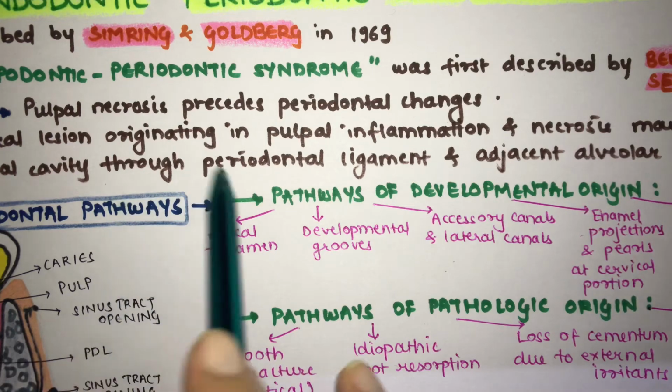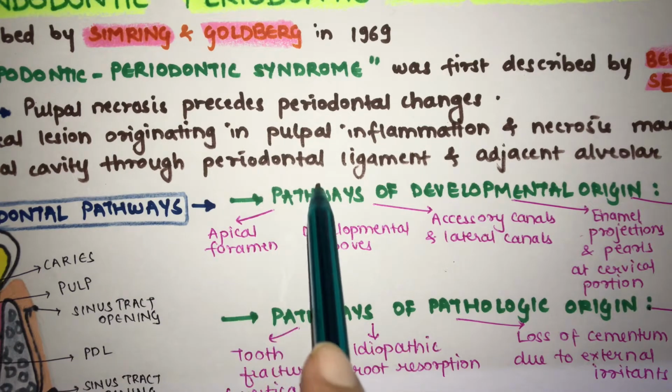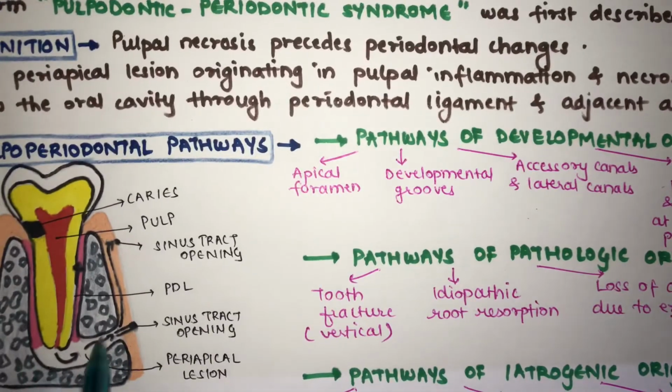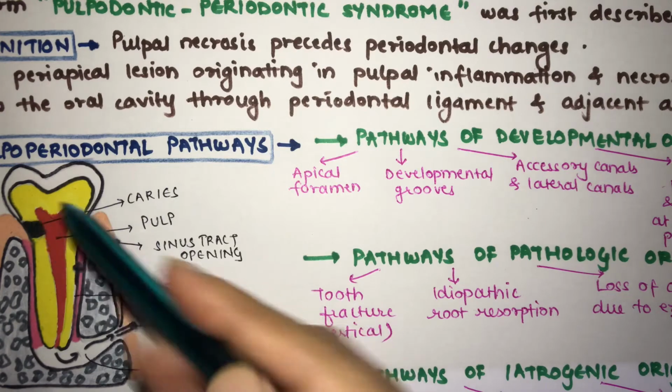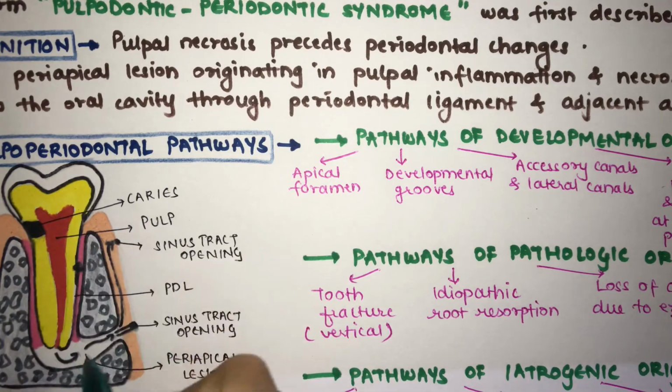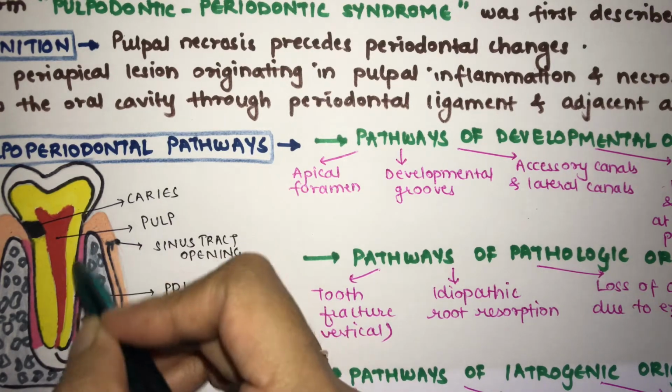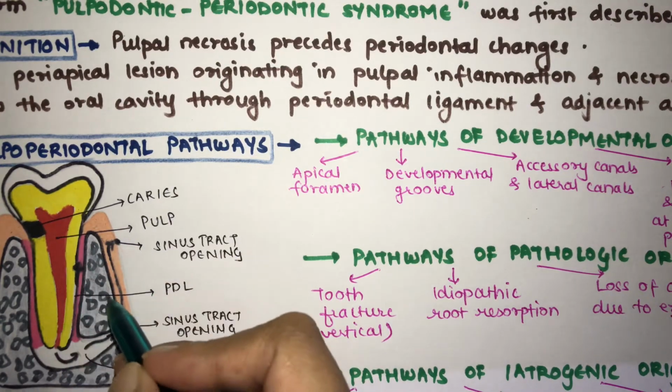So both of these structures are involved. For example, there is a periapical lesion present. This periapical lesion originates because of caries. Because of this caries, there is formation of a periapical lesion, and it may drain into the oral cavity through the periodontal ligament and the adjacent alveolar bone.